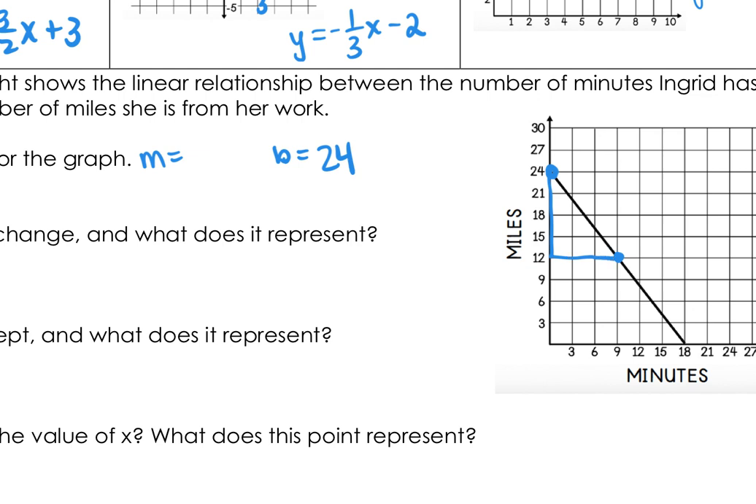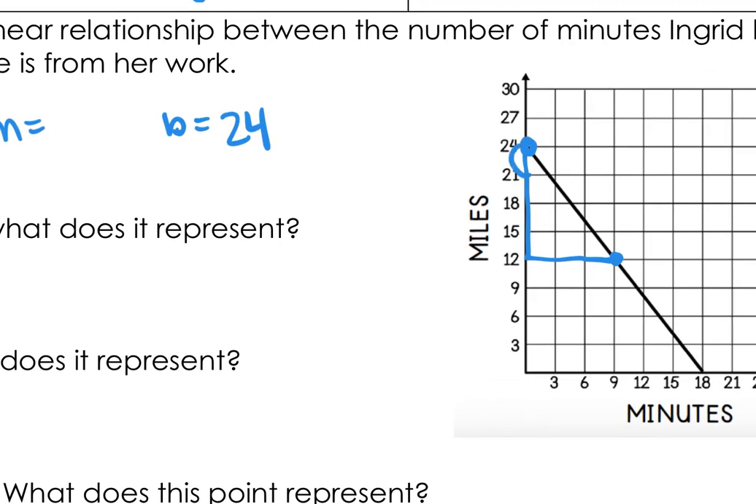But similar to number 6, when I count my rise over run, what do I need to be counting by? Good. This is numbered by 3, so I need to count by 3s. So 3, 6, 9, 12. So down 12. This time our x-axis is also numbered by 3s. So over 3, 6, 9.